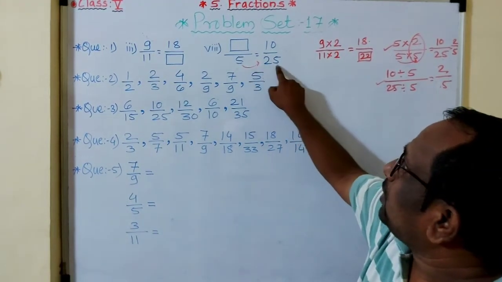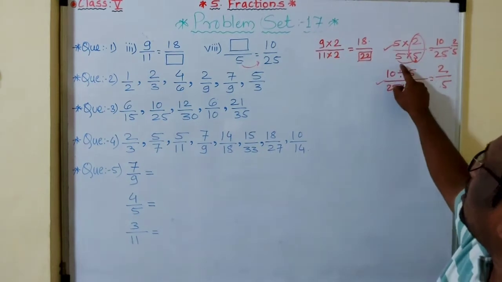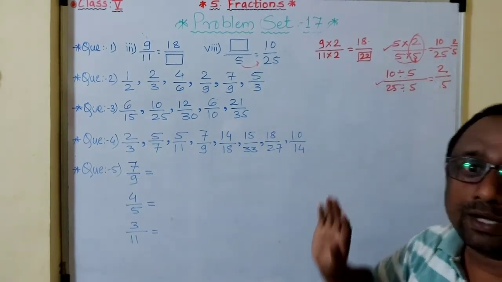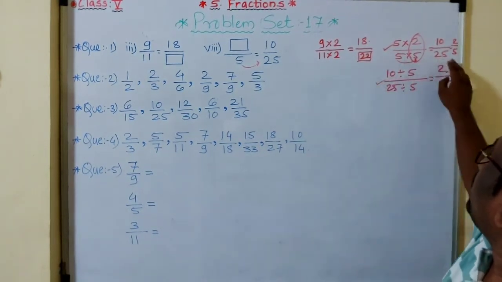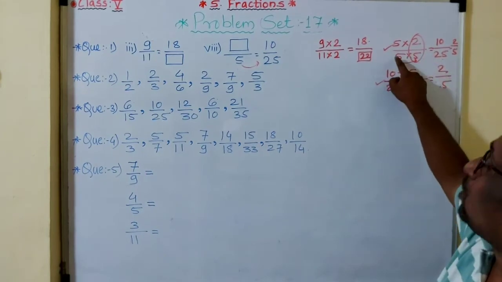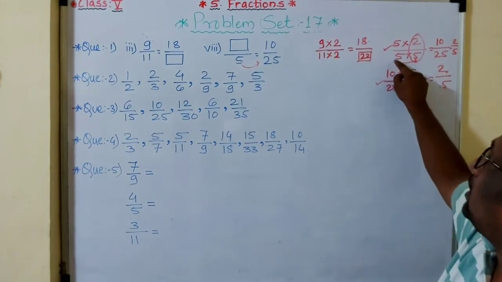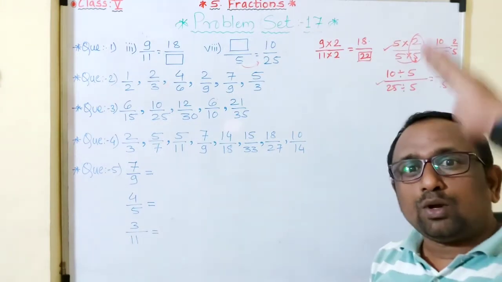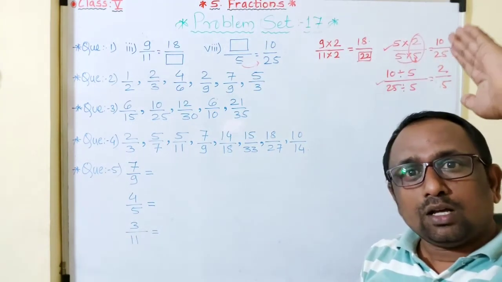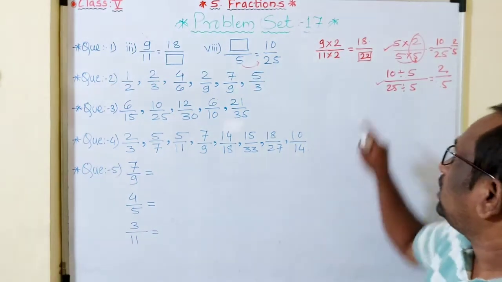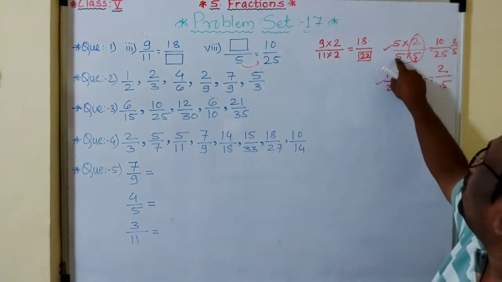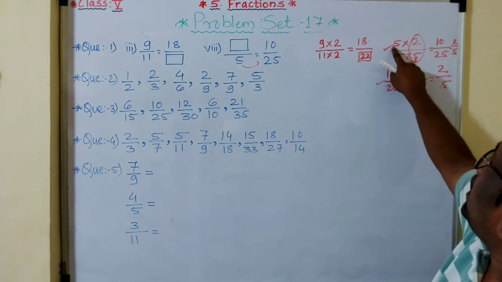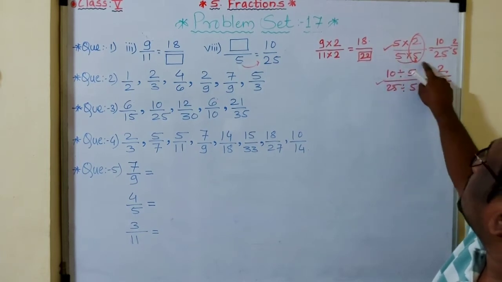5, what is the relation to 25? Okay, 5 5s are 25 by multiplication way. So again the rule tells us, if we multiply or divide the denominator by a number, the same number you have to multiply and divide to the numerator also. So here multiply by 5, here also multiply by 5.